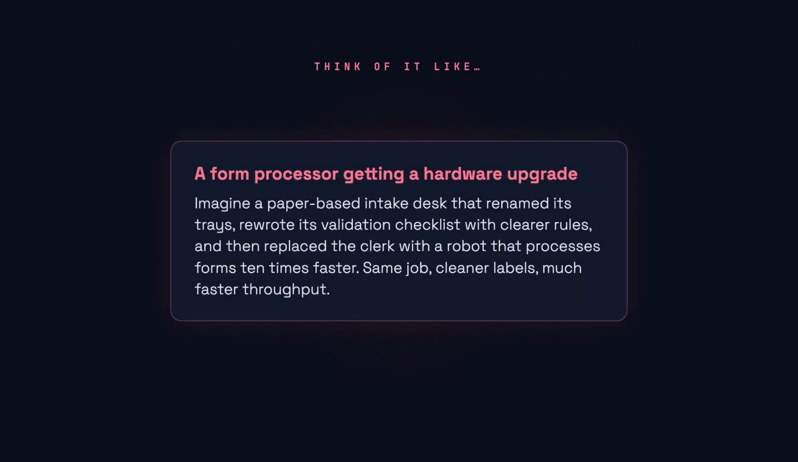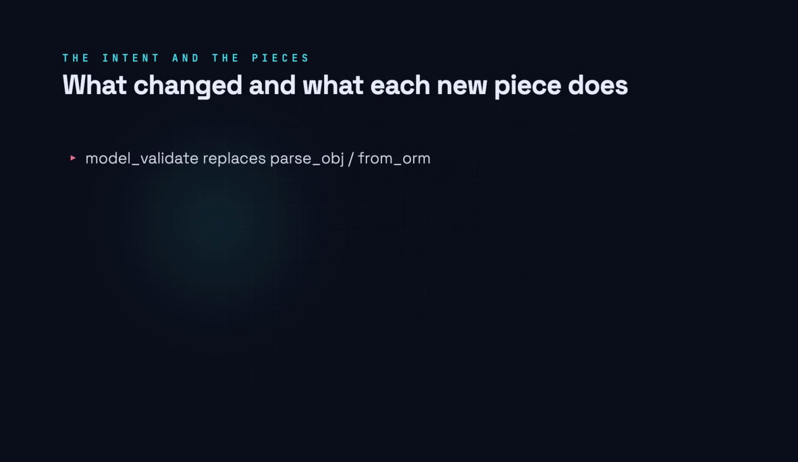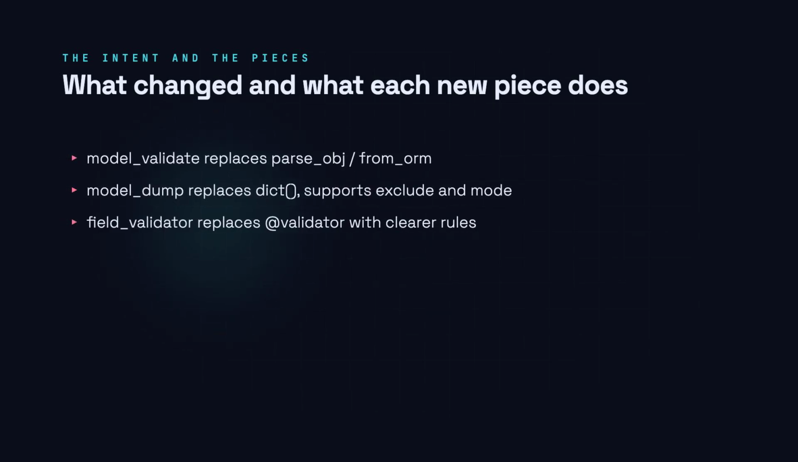Think of Pydantic as an intake desk at an office. In version 1, the trays had odd labels, and the clerk followed rules that were hard to look up. Pydantic v2 relabeled everything with obvious names, rewrote the rulebook so custom checks are predictable, and swapped the human clerk for a Rust-powered robot. Your forms, meaning your data, go through the same process, just with a cleaner interface and far greater speed. Pydantic v2 renamed and redesigned 4 core building blocks.